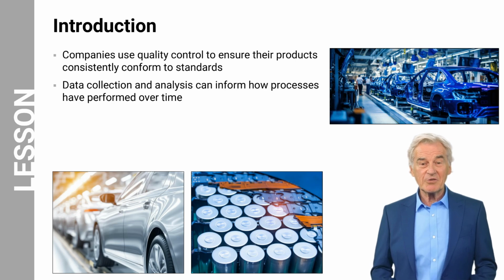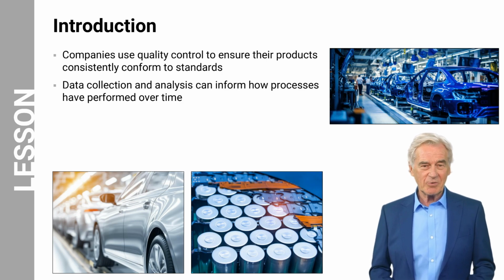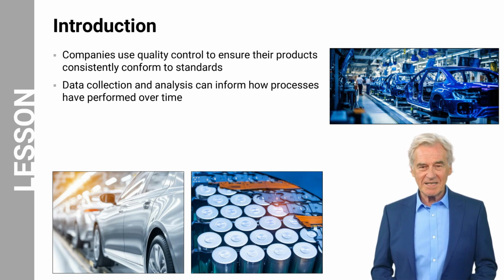Companies use quality control to ensure that their products are the right weight and size and perform consistently well. In a manufacturing setting, quality control and consistency is important. So how do you know if your processes are in control? Data collection and analysis can tell you how your company processes have behaved over time.